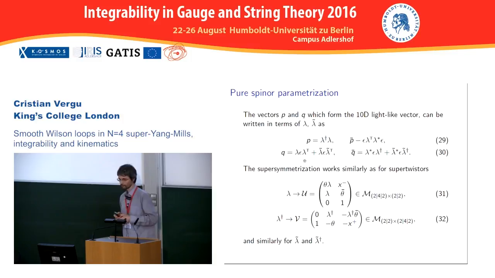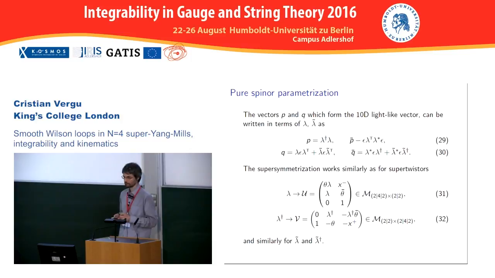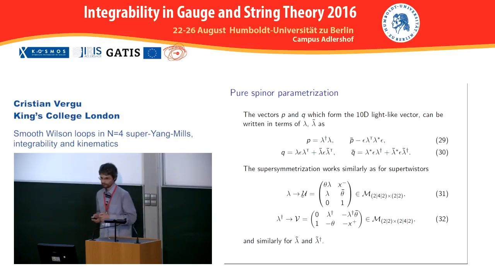And then I can supersymmetrize this. Supersymmetrization is actually pretty straightforward. I don't have time to explain, but what you end up with are these types of supermatrices. So lambda goes to something called U, calligraphic U, which is a supermatrix of this type. And lambda dagger goes to a supermatrix V, which is of this type. And you can do the same thing for lambda tilde and lambda tilde dagger.